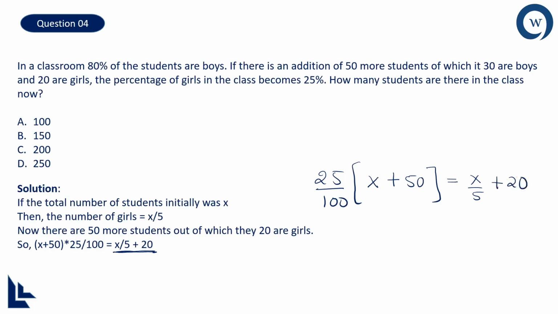And if you simplify this, somehow you will get the value of x as 150. So if x is 150, then total how many students are there now? This was the initial count, right? 150, and total number of students right now will become 200, and your answer is 200. This is what the conventional method is.